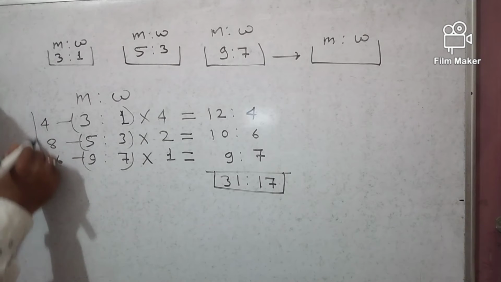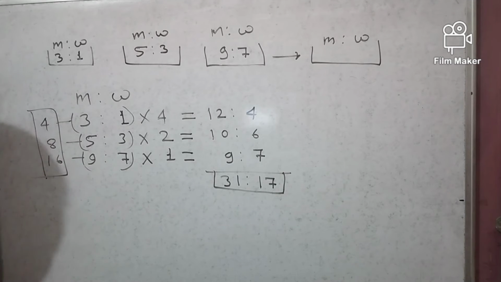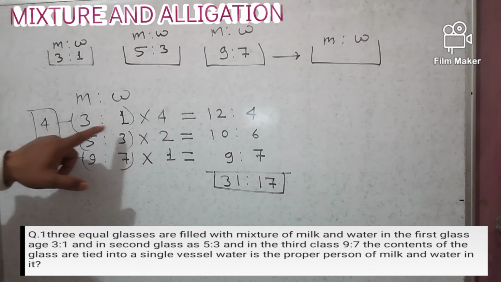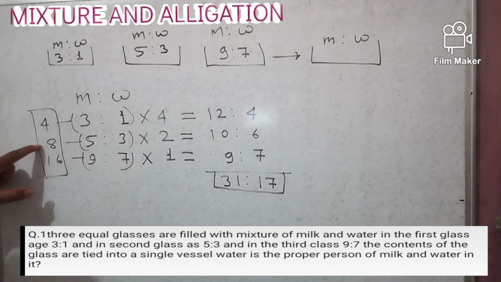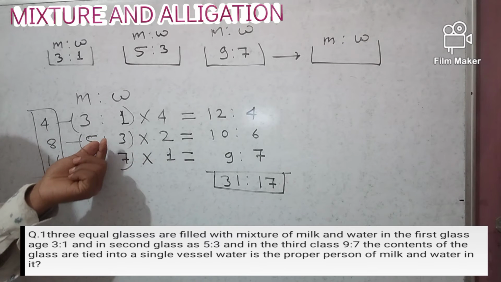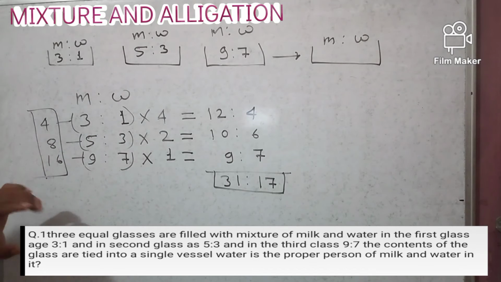If the parts are not the same, make them the same. First our work is to make them the same. So for 4, 8 and 16, take the LCM. The LCM will be 16. So 4 times 4 is 16, so multiply the whole ratio by 4. 8 times 2 is 16, so multiply the whole ratio by 2. 16 times 1 is 16, so multiply the whole ratio by 1.